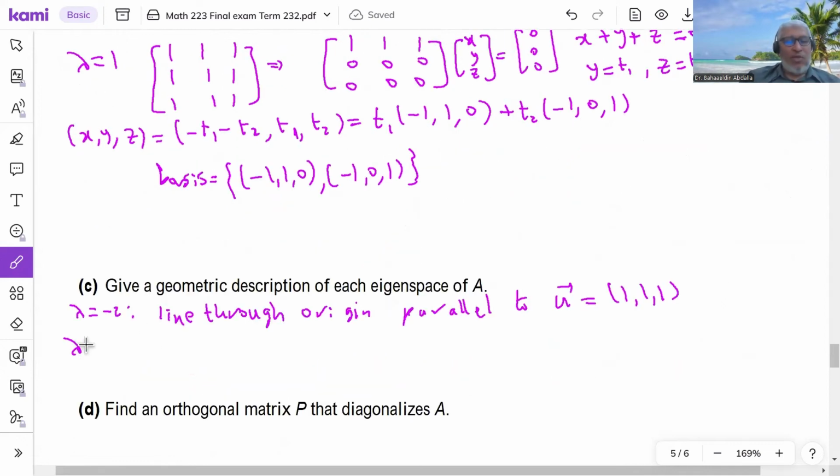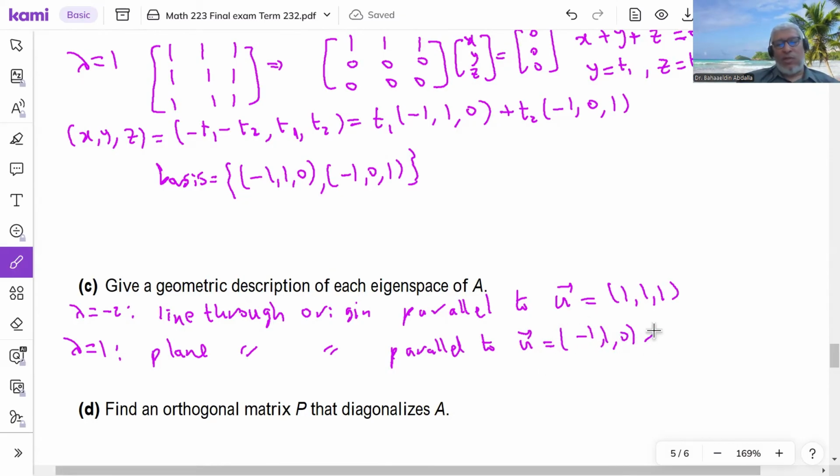For lambda equals 1, now X, Y, Z equals this. This is an equation of a plane. It's a plane through the origin parallel to two vectors here, negative 1, 1, 0, and negative 1, 0, 1.